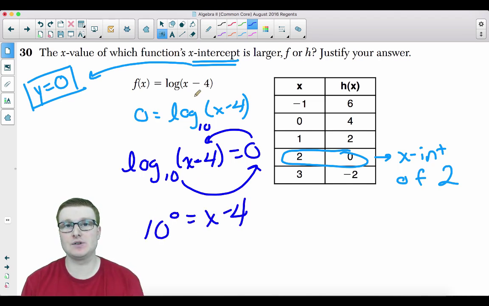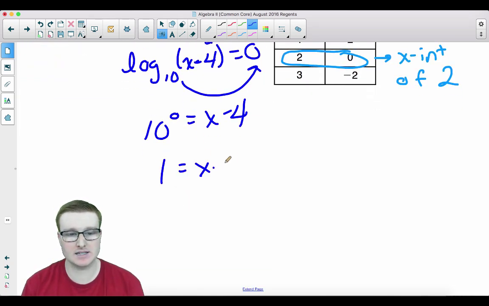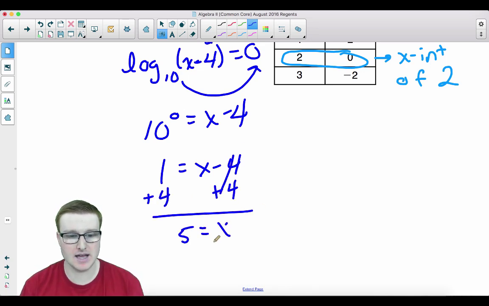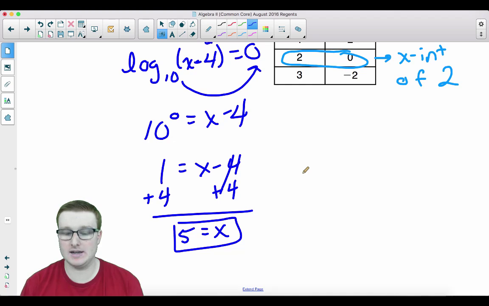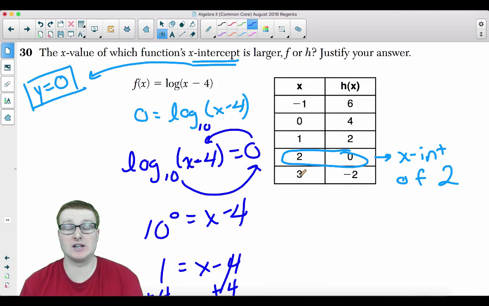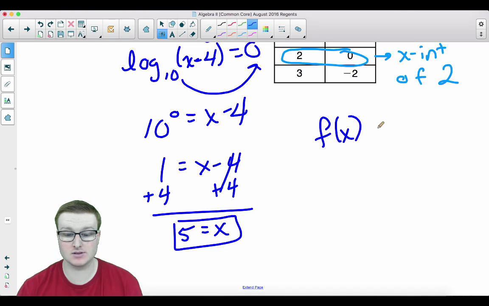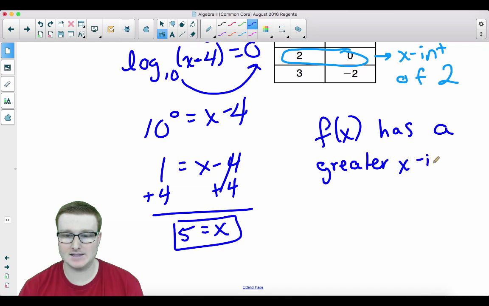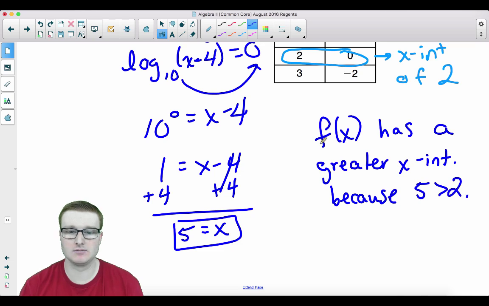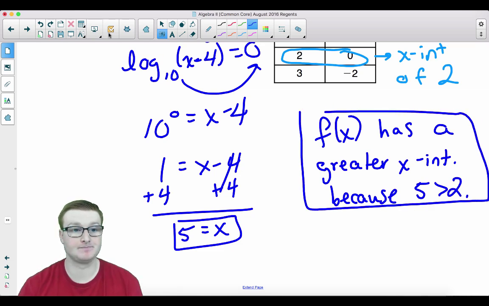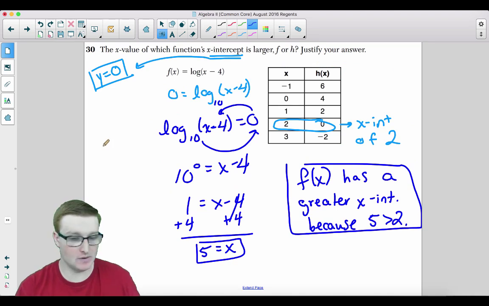What I just did is I converted from logarithmic form to exponential form. Well, anything raised to the 0 power is 1. That equals x minus 4. Add that 4 on both sides, and we get 5 equals x. So that's your x-intercept for this one, and the other one is 2. Well, which one has a greater x-intercept? Well, f of x has a greater x-intercept because 5 is greater than 2. Ka-ching. You're done. Pretty simple stuff. That is your answer. Moving on to question number 31.